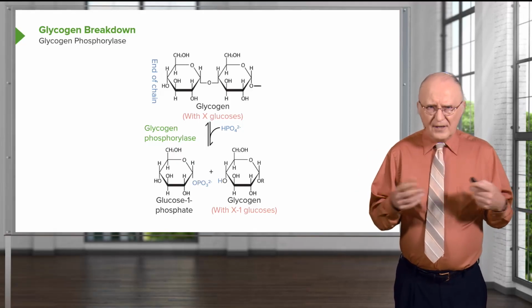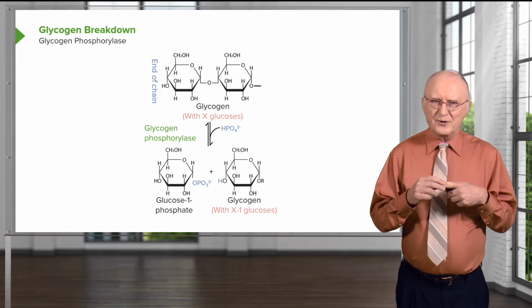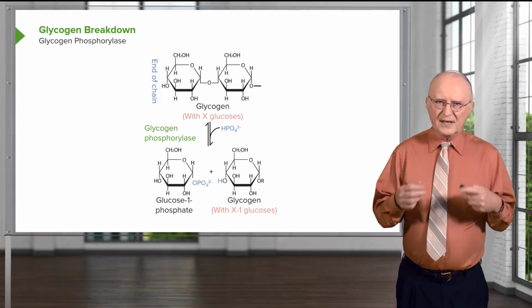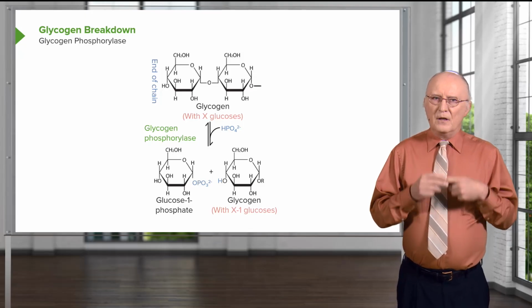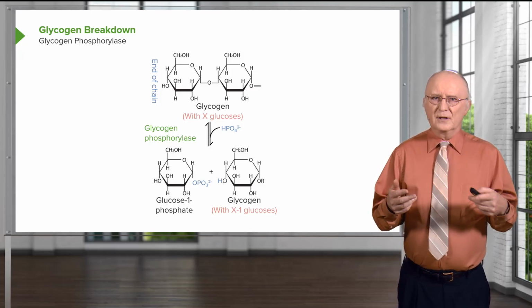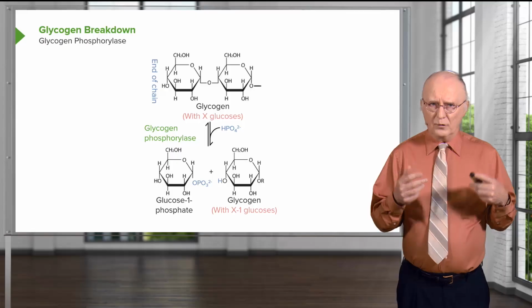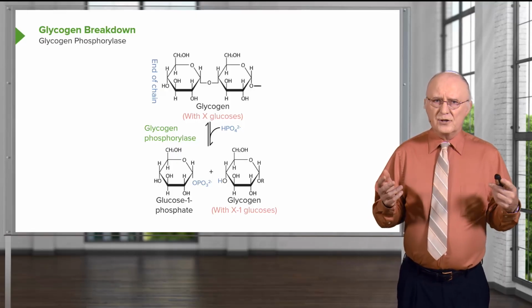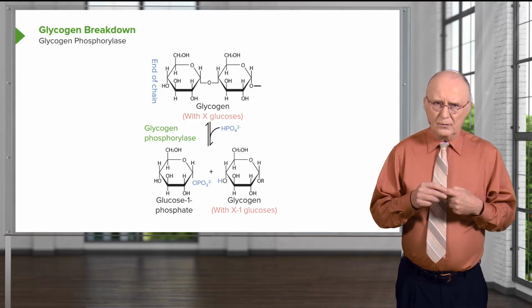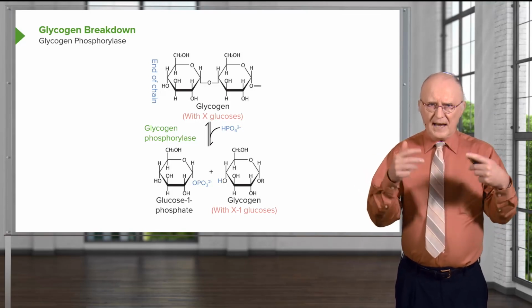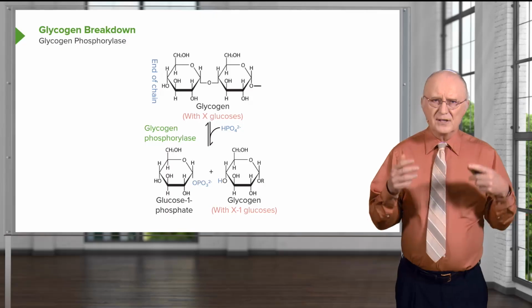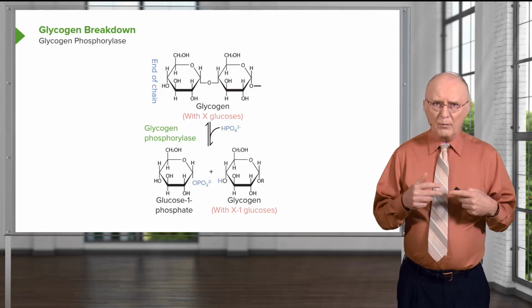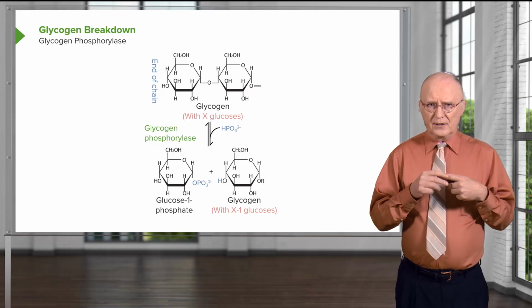Now, that's not just an important thing of nomenclature, but rather it actually is saving the cell energy, as we shall see. The phosphorolysis of glycogen results in production of a molecule called glucose 1-phosphate that you can see on the lower left, and a glycogen that's been reduced by one residue. So what has happened in this catalytic action is that the enzyme has broken the 1,4 bond at the end of a glycogen chain.